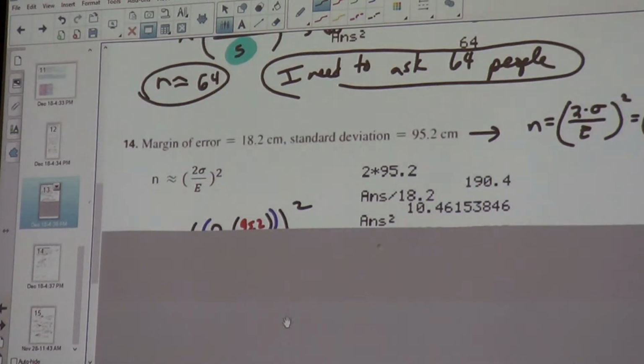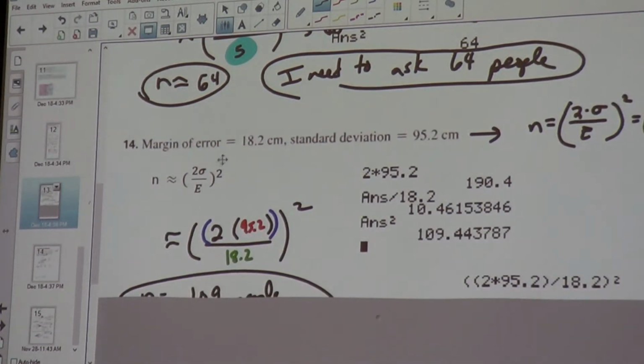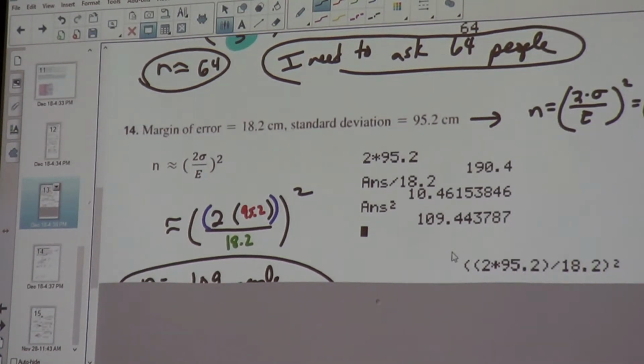Here's another one, and these are really just plug and chug. You plug it in and you chug it in your calculator. So my standard deviation is 95.2. My error is 18.2. So I multiply the top, get an answer. Then I divide it by the bottom, get an answer, and then I square the answer. Now, y'all, square again? Okay, I'll work on this one whole out.